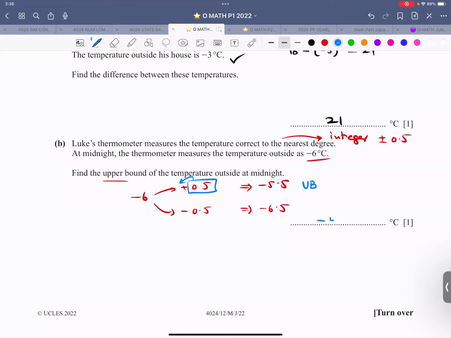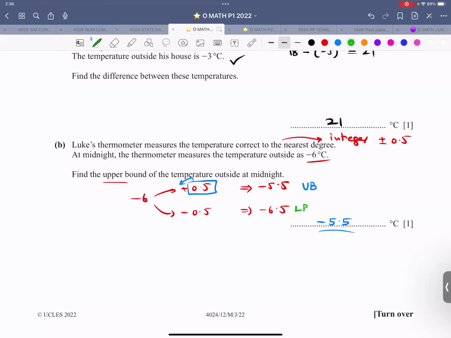So they're only asking for the upper bound. Therefore the answer is -5.5. And if they had asked for the lower bound, the value is -6.5.